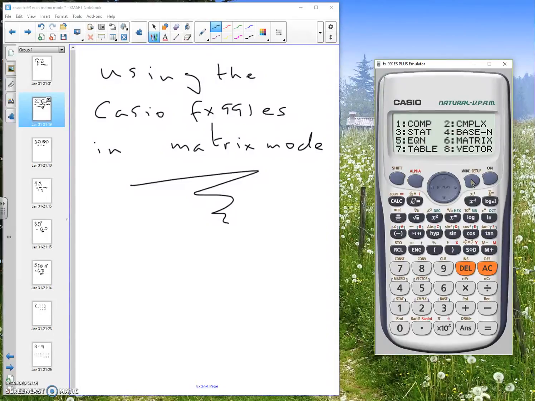So to select the matrix mode of operation for the calculator, we choose mode 6. Initially we're presented with a screen and we're going to cancel that. I'm going to try and outline to you how you can use the calculator.